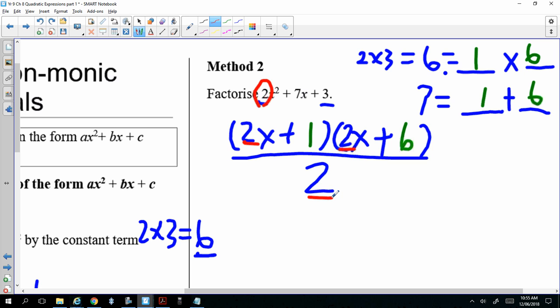The 7 is 1 plus 6, right? You just go 1 and 6. So, using this method, you have to do one extra step because you have to cancel the denominator. How do you cancel the denominator?